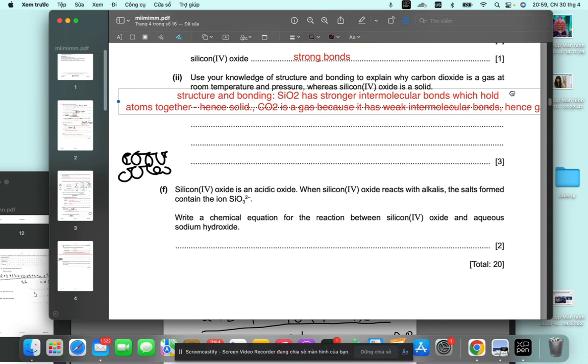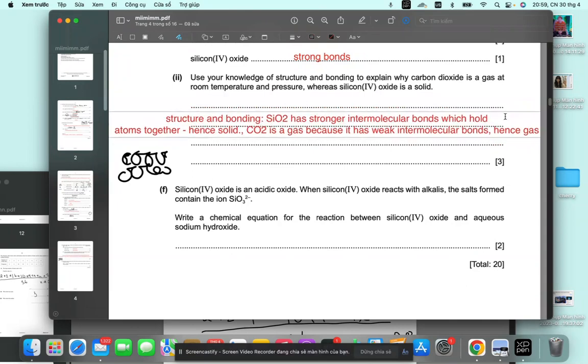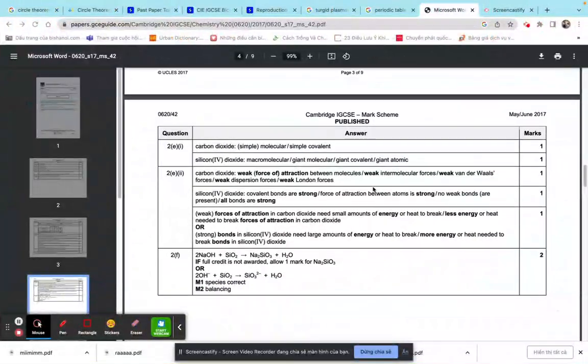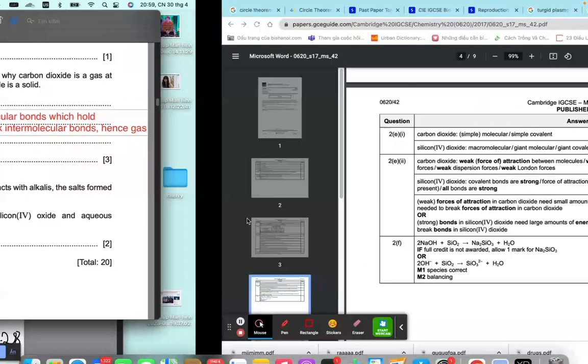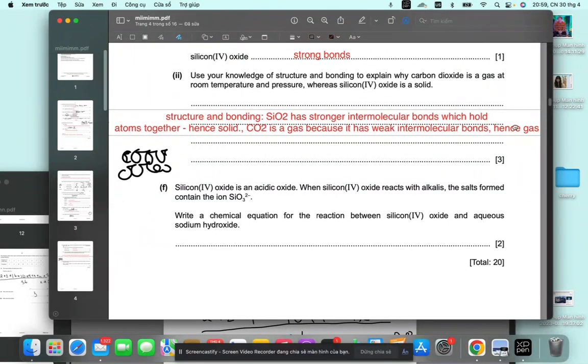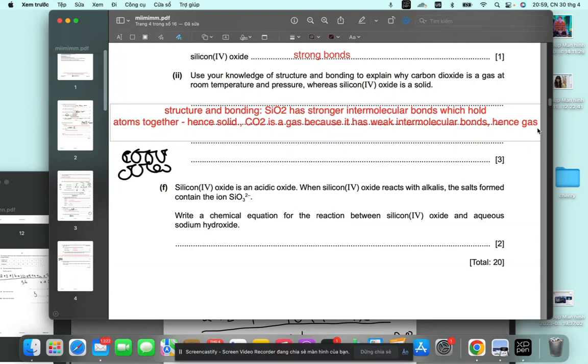We could check our answer with the mark scheme here. It has weak forces of attraction between molecules. Yes, we have one mark for it. We have strong covalent bonds. It's strong. Oh, we're missing one: the force of attraction here. Hence gas. So we have 2 out of 3 marks already. To earn the final mark, we could explain why it's weak. Because it is weak, it needs little energy to break it apart, to break CO2 apart.